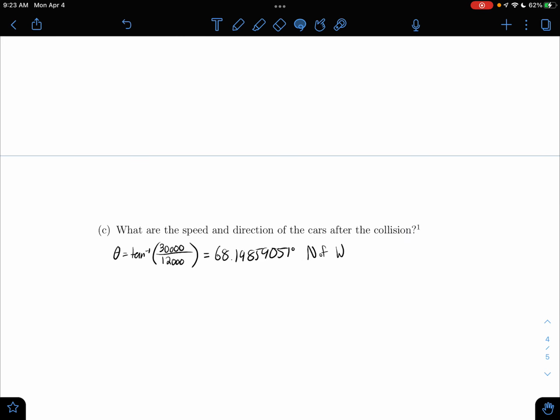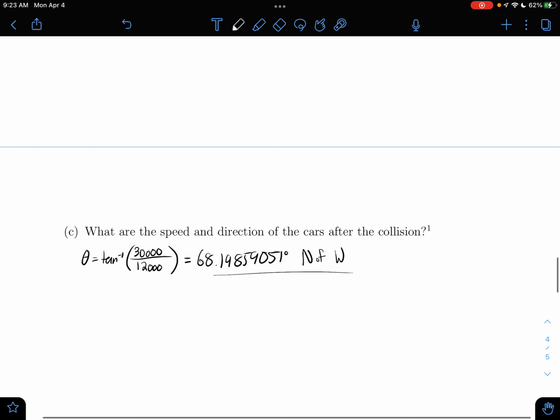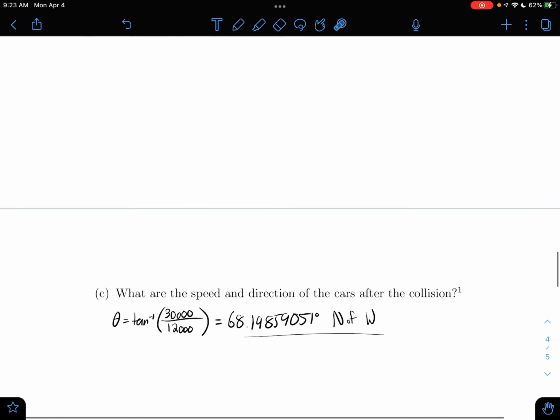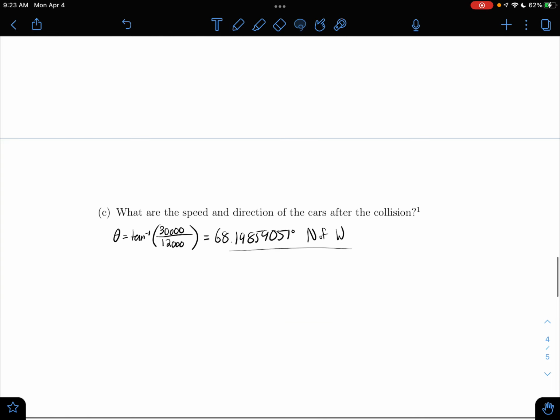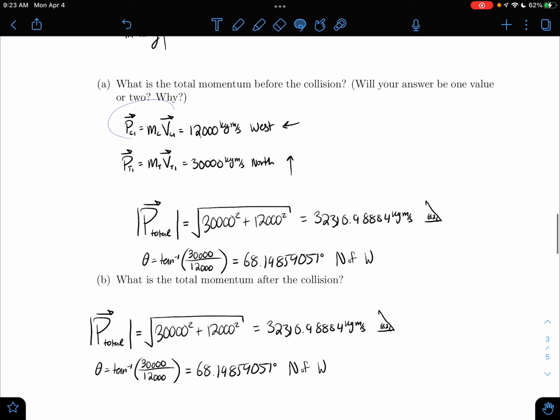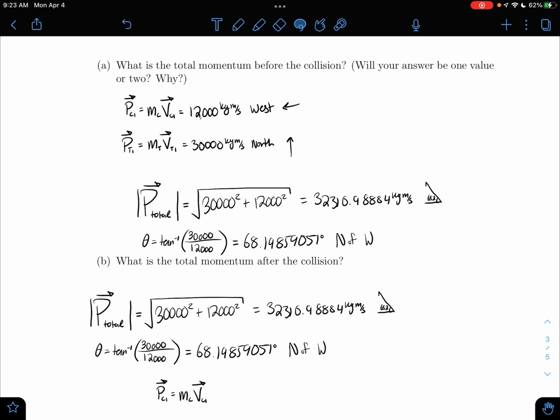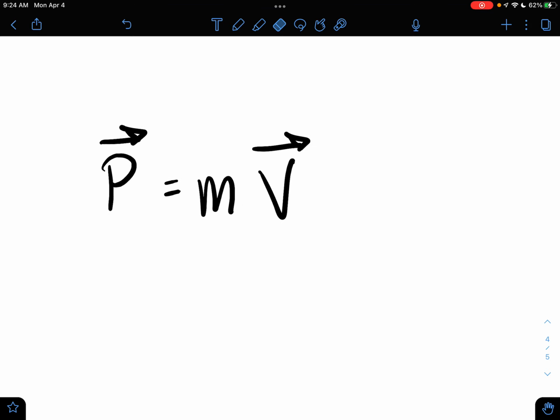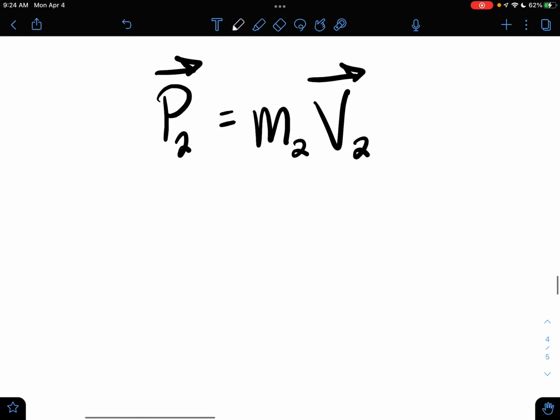there's my direction that the cars are going after the collision. 68.2 degrees north of west. Now we just need the speed, just need the magnitude, right? And the fun part about this is the same way we set up our equations up here. Again, we're just doing the same thing but working backwards. So I'm going to steal this. But instead of looking at the momentum of the Mini Cooper, we're going to look at our total, and I'm not going to use t because we already used t, 2, our second state that we're looking at for our momentum, right?